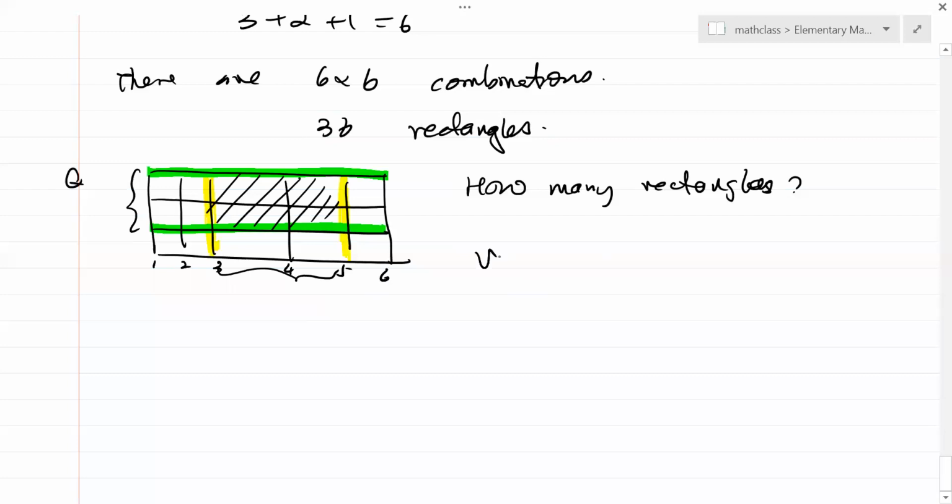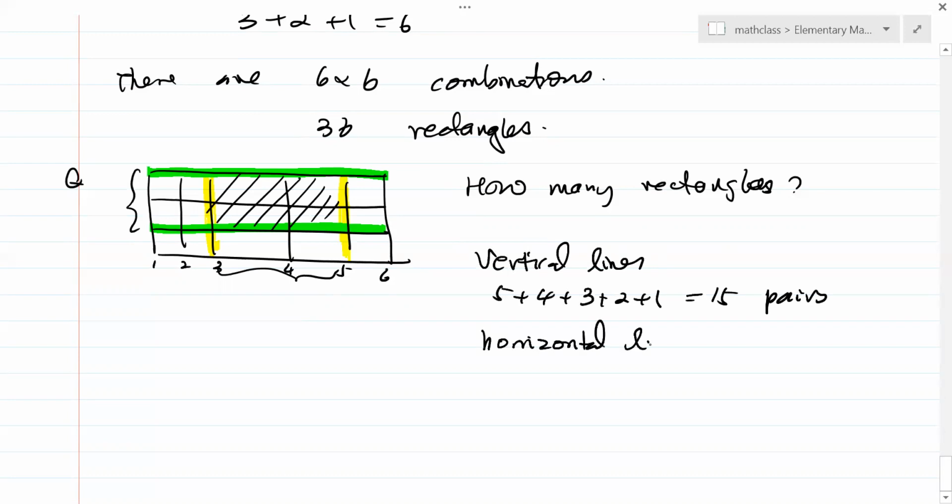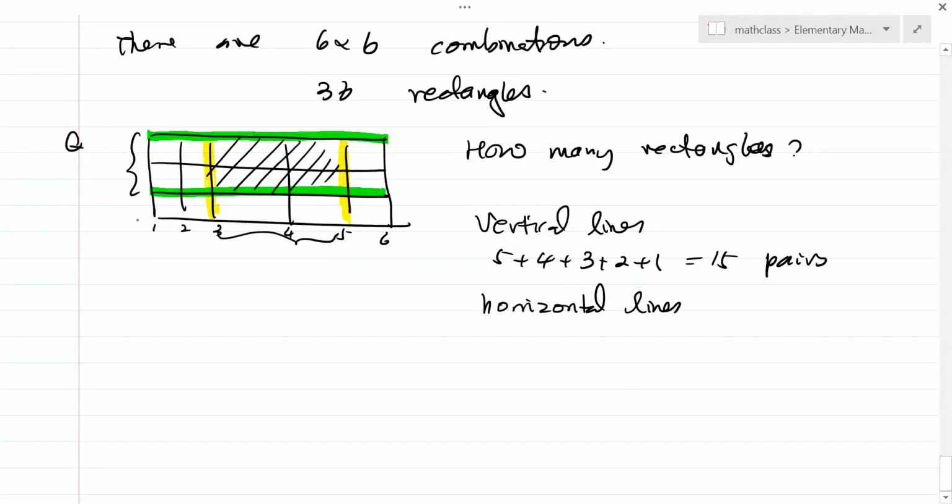So total number is, how many pairs, right? It's 5 plus 4 plus 3 plus 2 plus 1, which is going to be 15 pairs, okay? Horizontal lines, we're going to get, yeah, 1, 2, 3, 4. So you get 3 plus 2 plus 1, 6. So we get 6 pairs of horizontal lines.